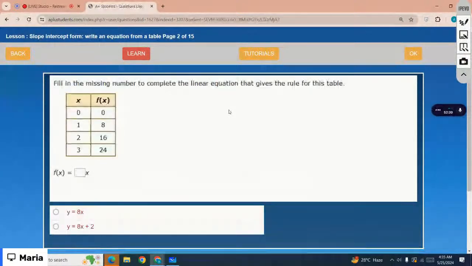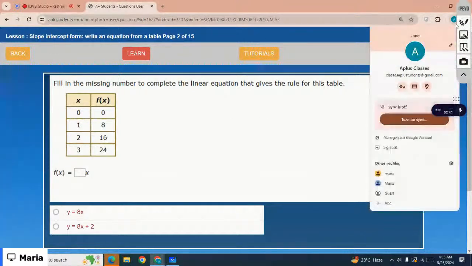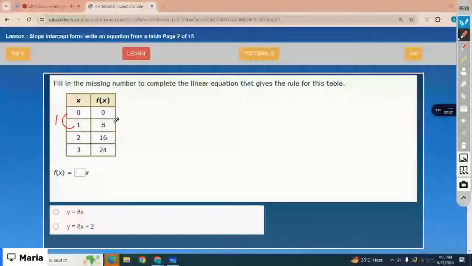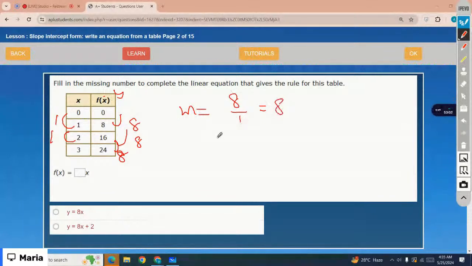Okay, fill in the missing number to complete the linear equation that gives the rule for the table. So you are given the table of values. Let's just see. 1 minus 0 is 1, 8 minus 0 is 8. 2 minus 1 is 1, 16 minus 8 is 8, 24 minus 16 is 8. So the slope is change in y divided by change in x, that means the slope is 8 and the y-intercept is 0. So the graph is passing through the origin. So the correct option is option number 1, that is y equals 8x.